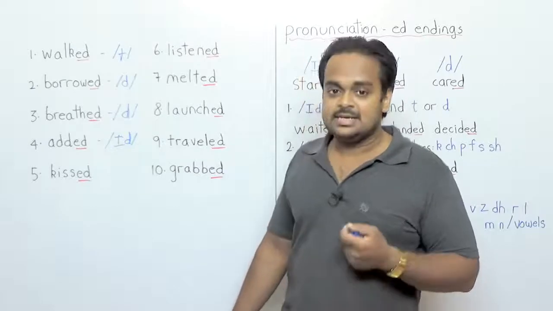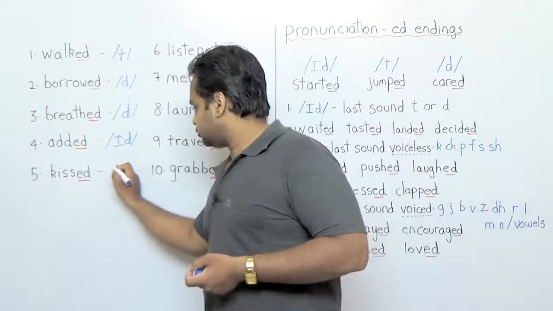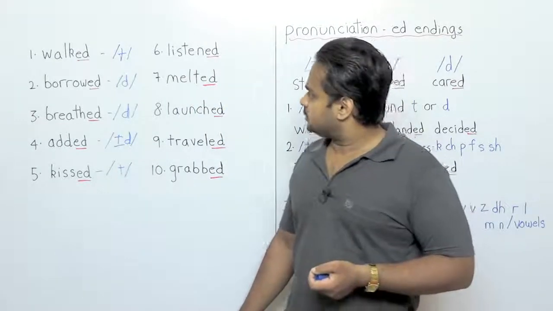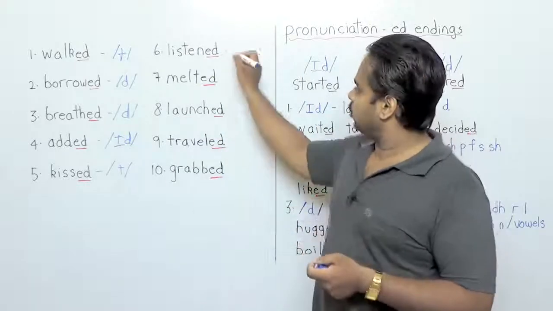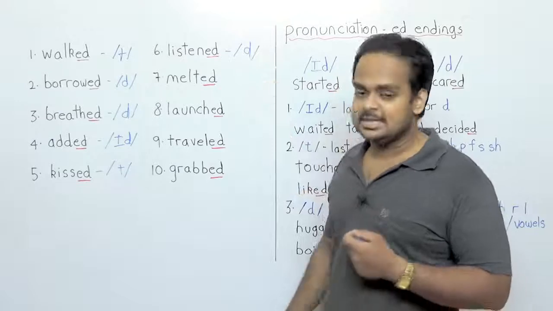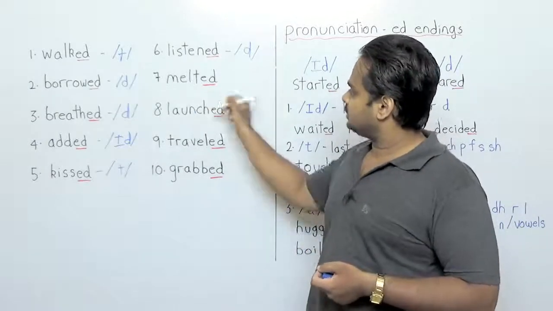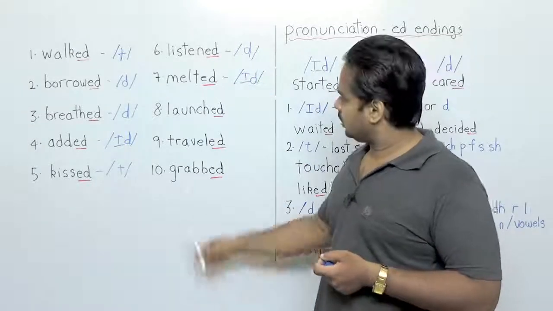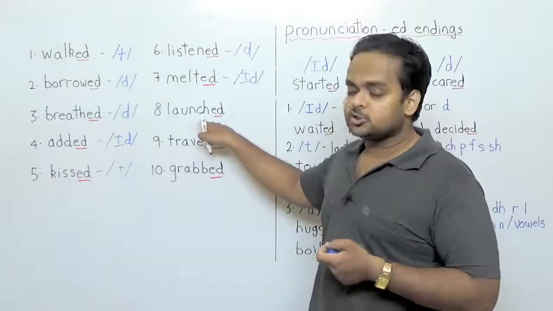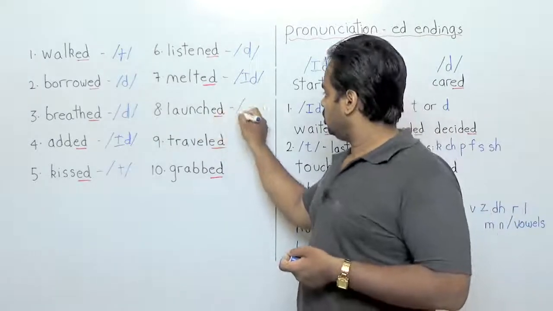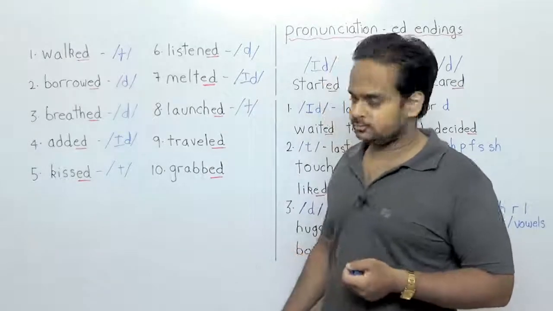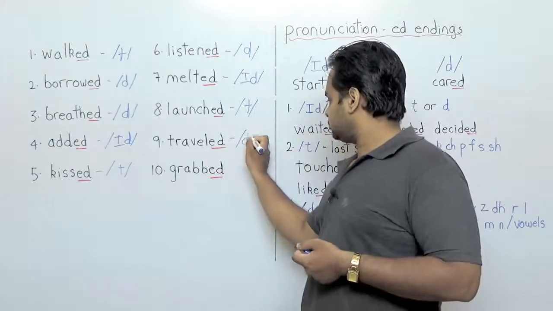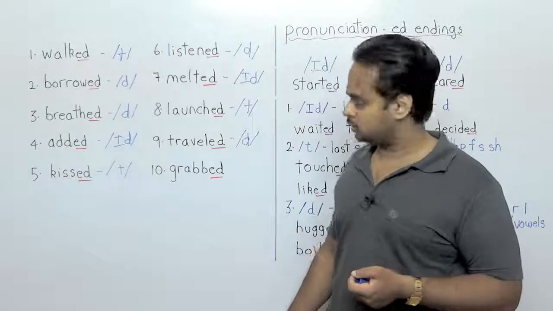Number five, the last sound is s, which is unvoiced or voiceless, so kissed, kissed. Number six, the last sound is n, which is voiced, so listened, listened. In number seven, the last sound is t, so melted, melted. In number eight, the last sound is ch, which is voiceless, so launched, launched. Number nine, the last sound is l, which is voiced, so traveled, traveled.